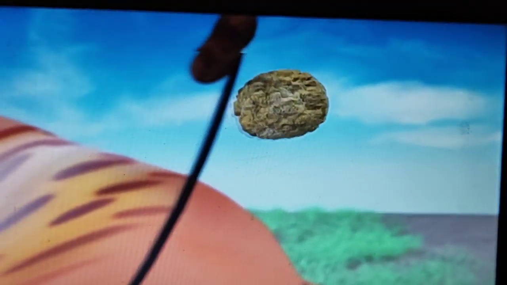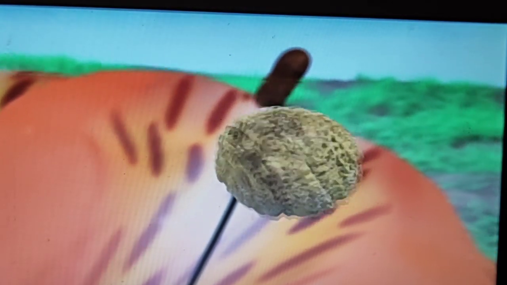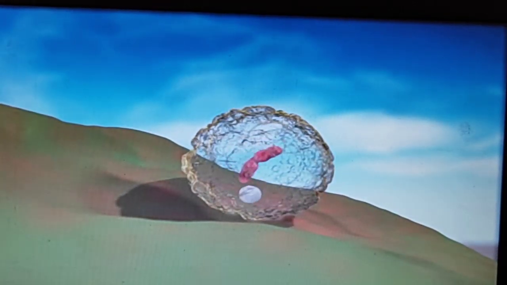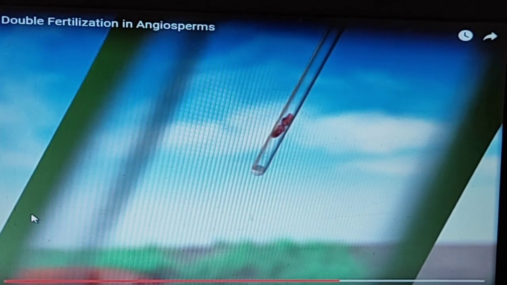Vegetative is also known as the tube nucleus. Now one pollen, we can say, is a microsporangium. One pollen gets attached to the stigma portion. It gets attached, and then changes take place inside it and it forms a pollen tube. Which forms the pollen tube? The tube nucleus, or the vegetative cell, forms the pollen tube.